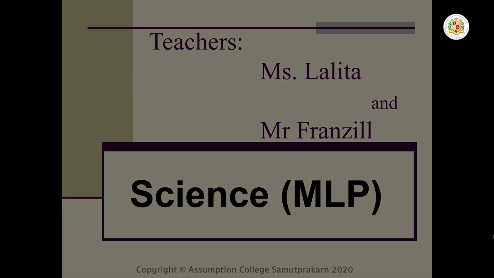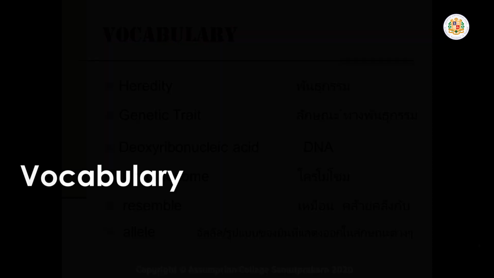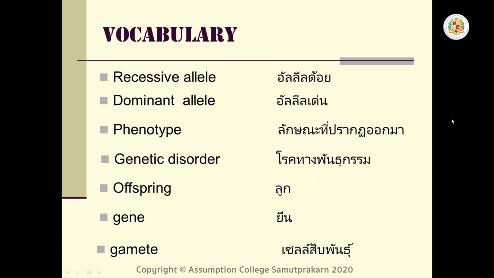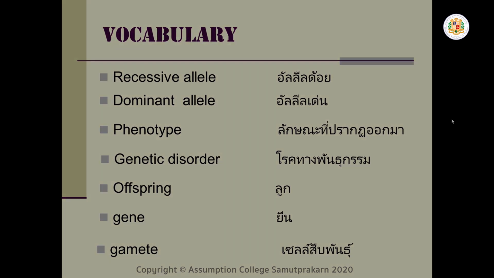But before we start, let's practice reading some of the words that we can find in our vocabulary list. First one, heredity, genetic trait, deoxyribonucleic acid, chromosome, resemble, allele, recessive allele, dominant allele, phenotype, genetic disorder, offspring, gene, gamete.